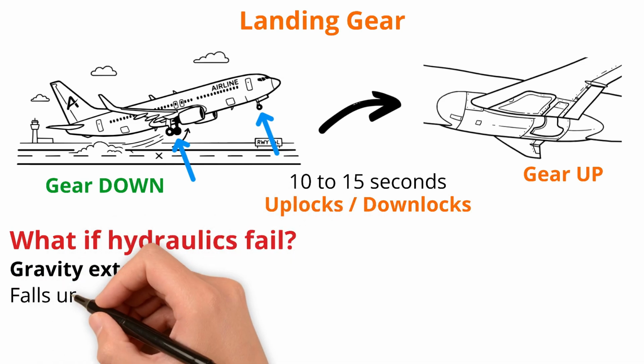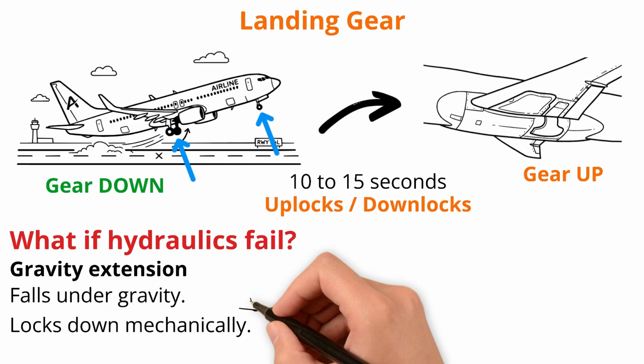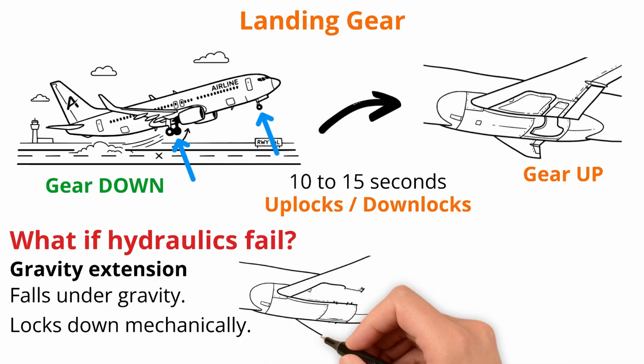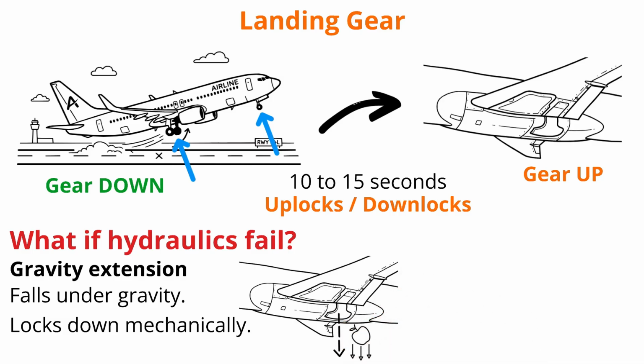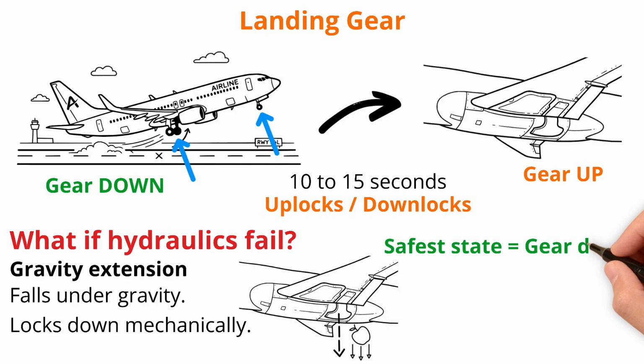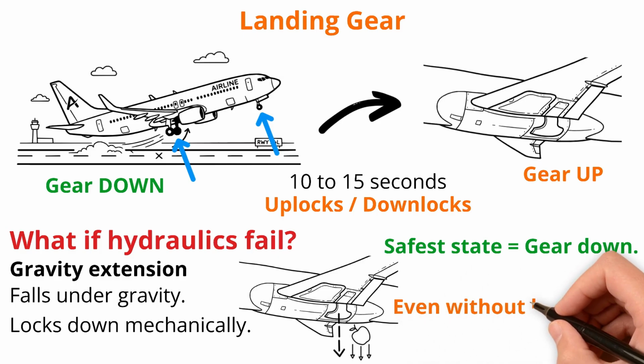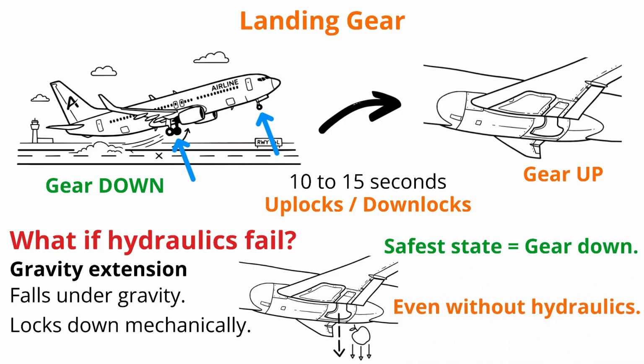Now, what happens if hydraulics fail? Most aircraft have a gravity extension system. The uplocks are released, the gear falls under gravity, and locks down mechanically. No hydraulics required. The system is designed so that the safest state is gear down, even without power, even without hydraulics.